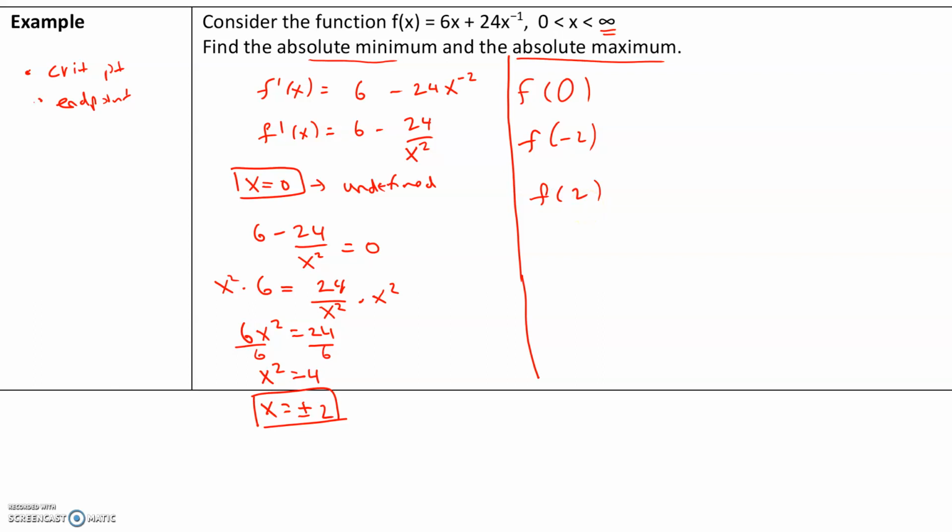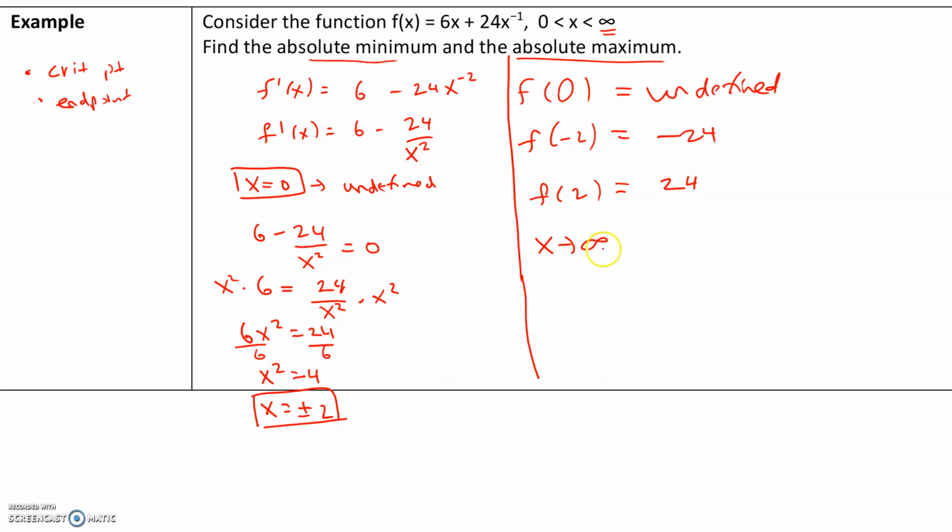And then on the right, the function is approaching infinity. So we've got to figure out what that is as well. So we want to figure out what happens to our function when x approaches infinity. So let's plug all these into the original function. f of 0 is actually undefined because the original function has x to the negative first, which is x in the denominator. If you divide by 0, it's undefined. If we plug in x equals negative 2, we get negative 24. And if we plug in x equals 2, we get positive 24.